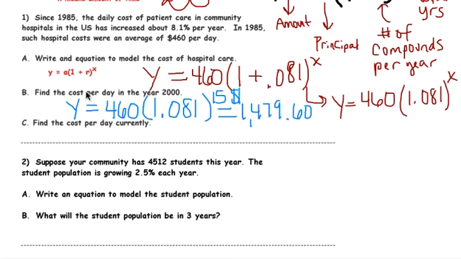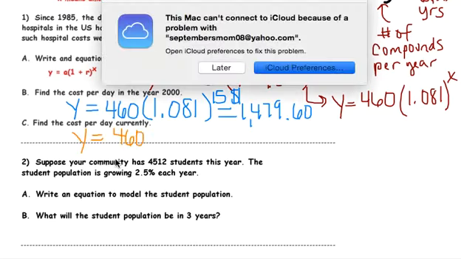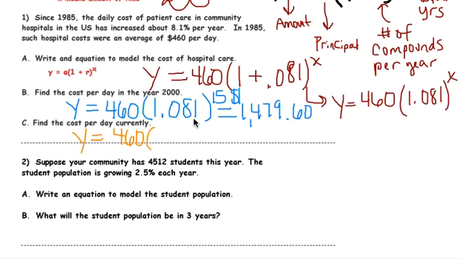Excuse me, that's the cost per day in that particular year, in the year 2000. All right, now we're going to find the cost per day. So we're going to start out, I'm going to try to change the color. Start out with y equals 460. There's still the same initial amount. We still have the same rate, 1.081.